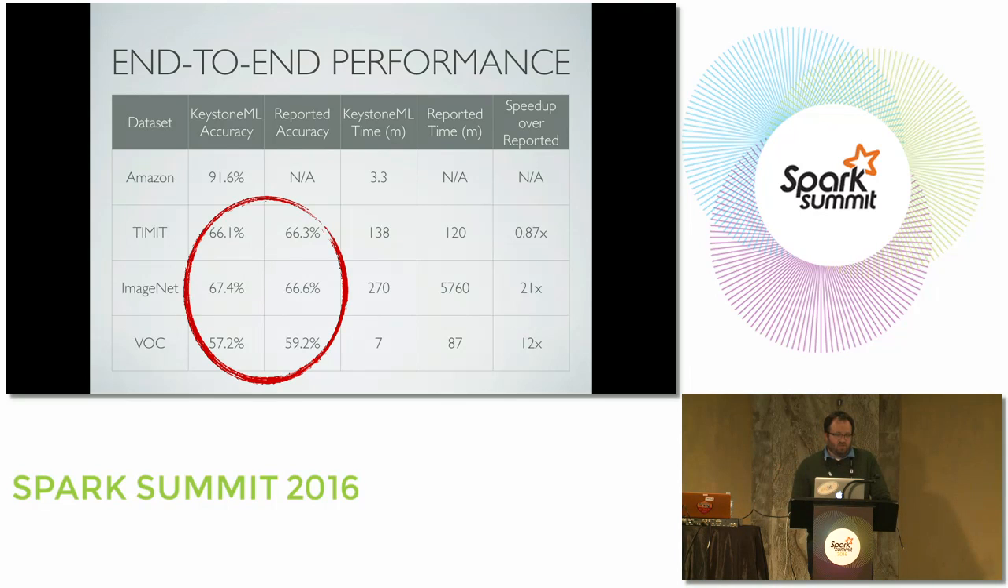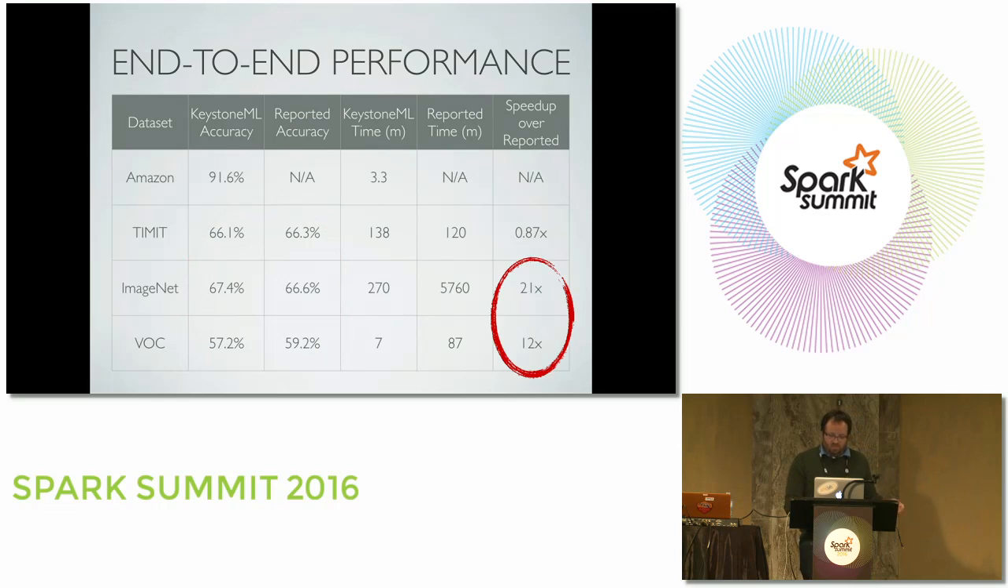The three data sets that we spent a lot of time on were this Timit data set, ImageNet, and VOC, where we matched the pipeline that other academics had written down as close as we could, and we made sure that we got the same statistical performance as they did on these data sets. So this was a best effort recreation of something that existed in the literature.